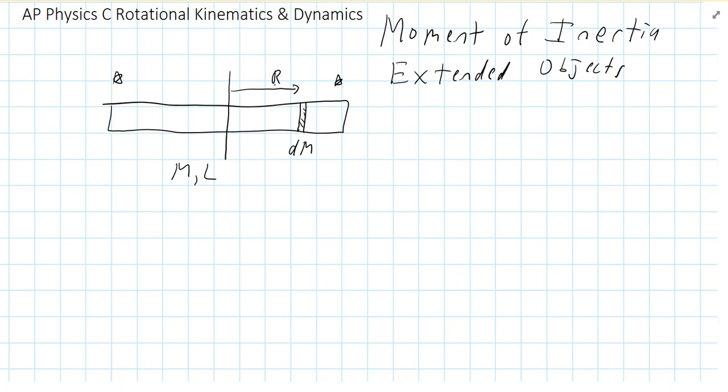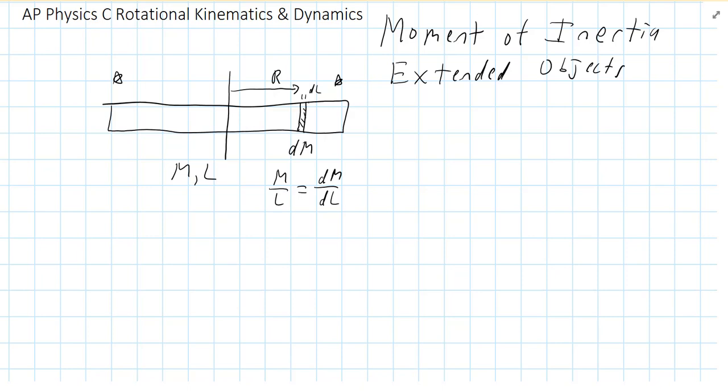Well, we can do a ratio. The mass over the length of the entire meter stick is going to be equal to dm over some distance, which we'll call dl. So we'll say the width of this little guy is dl, for now. Basically we're saying the density of the meter stick is the same no matter how much of it I look at. The ratio of mass to length is going to be the same.